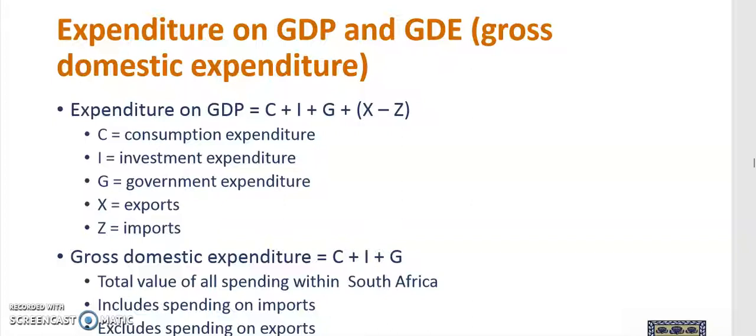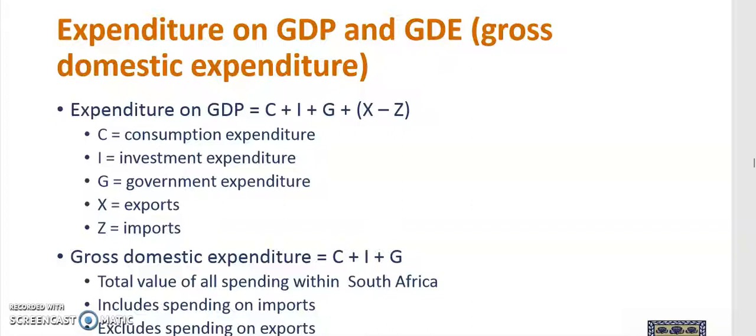So now we are talking about the expenditure on GDP and GDE, that is the gross domestic expenditure. The expenditure on GDP is equal to C plus I plus G plus (X minus Z), where C is equivalent to consumption expenditure, I is equivalent to investment expenditure, G is equivalent to government expenditure, and X is equivalent to your exports. That is what we produce in South Africa and sell abroad. Then Z is equal to your imports. That is what we buy from abroad.